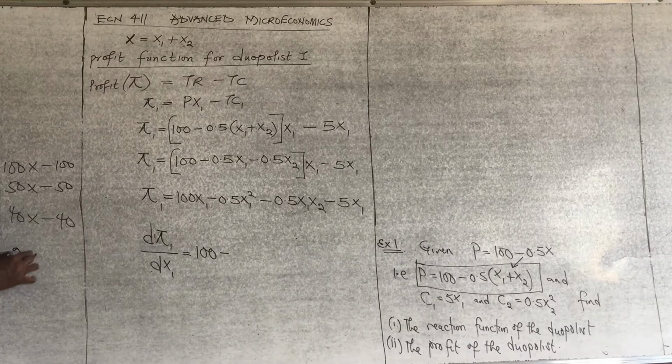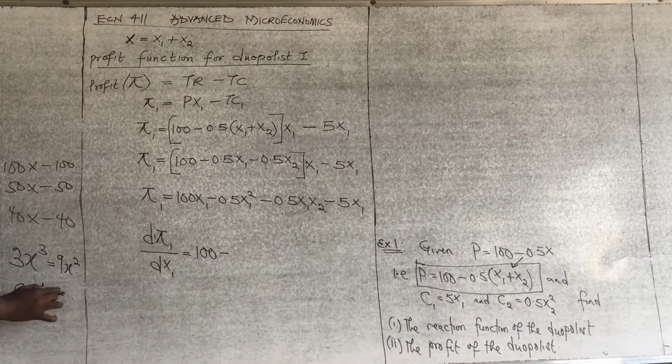Now if I say differentiate 3x raised to the power 3, what's the answer? Let me tell you. 3 times 3 is 9x, raised to the power 3 minus 1, which is raised to the power 2. So 9x squared. If I have 6x raised to the power 4, we have 24x raised to the power 3. So now you are talking.